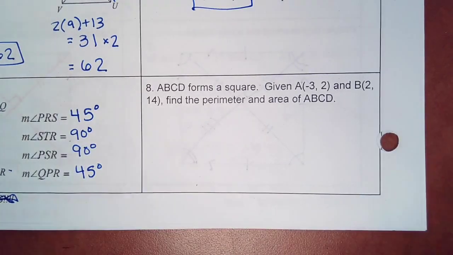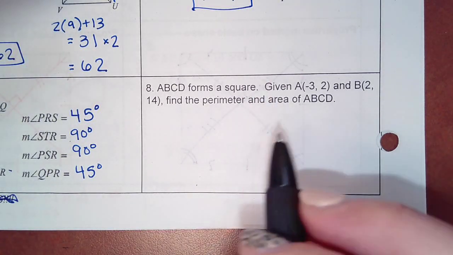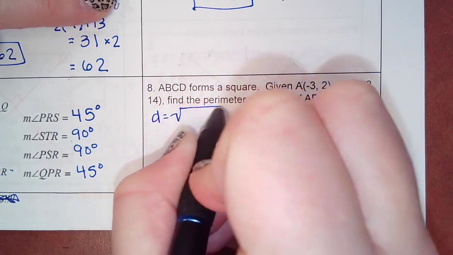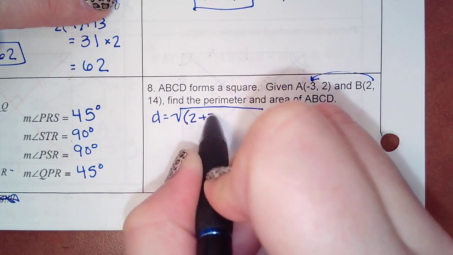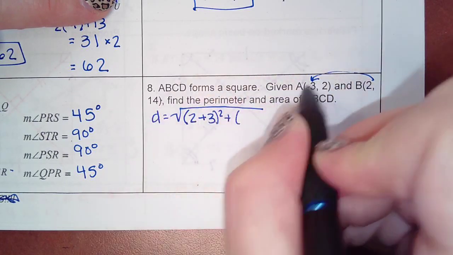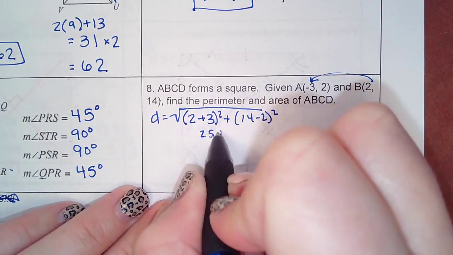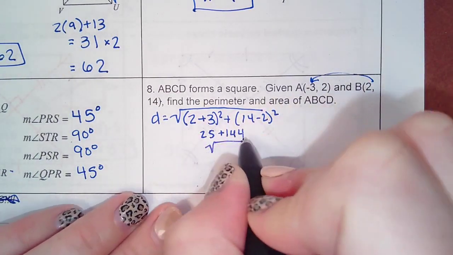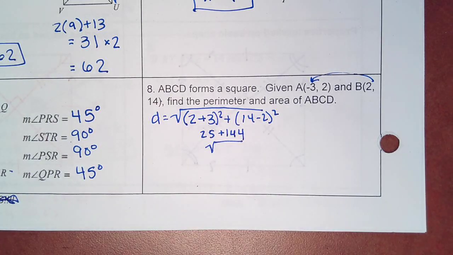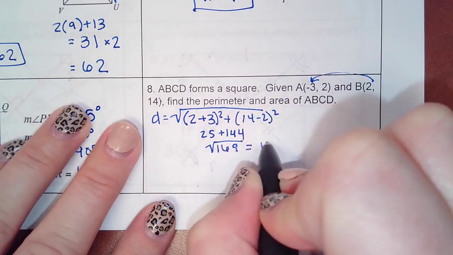Number 8, last one here. It says ABCD forms a square. Given that A is (-3, 2) and B is (2, 14), find the perimeter and the area. So let's go ahead and find the distance between A and B first. So distance equals the square root of 2 minus -3, so 2 plus 3 squared, plus 14 minus 2 squared. 2 plus 3 is 5, 5 squared is 25, plus 14 minus 2 is 12, 12 squared is 144. So this is the square root of 25 plus 144, which is 169. The square root of 169 should be 13.